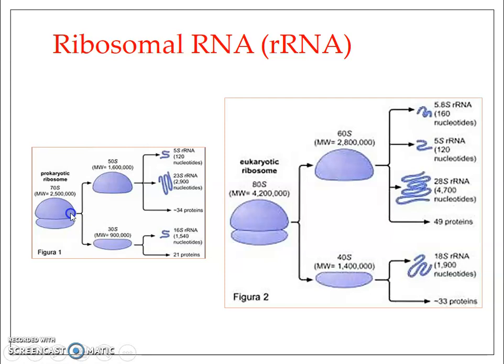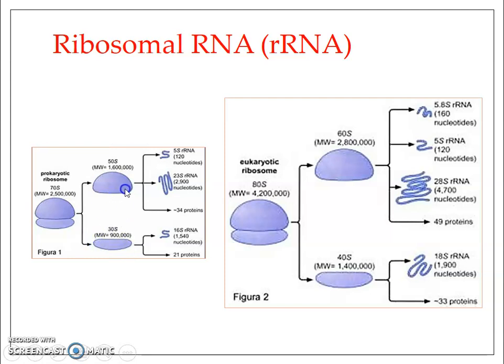Now, these divisions are done based upon the molecular weight and sedimentation coefficient only. When you consider the 70S prokaryotic ribosome, it is formed of two subunits, as already mentioned. The larger subunit is of 50S type, while the smaller subunit is of 30S type.